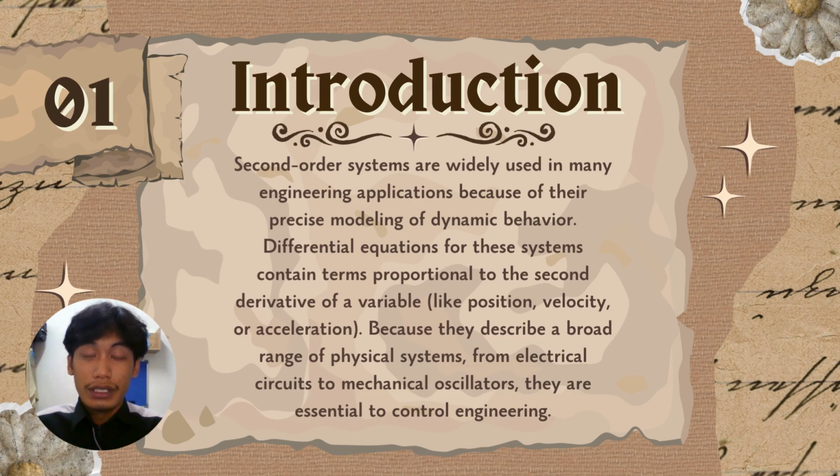Okay, the introduction. Second order systems are widely used in many engineering applications because of the precise modeling of dynamic behavior. The differential equation of the system contains terms proportional to the second derivative of a variable like position, velocity, or acceleration. Because they describe a broad range of physical systems, from electrical circuits to mechanical oscillators, they are essential to control engineering.